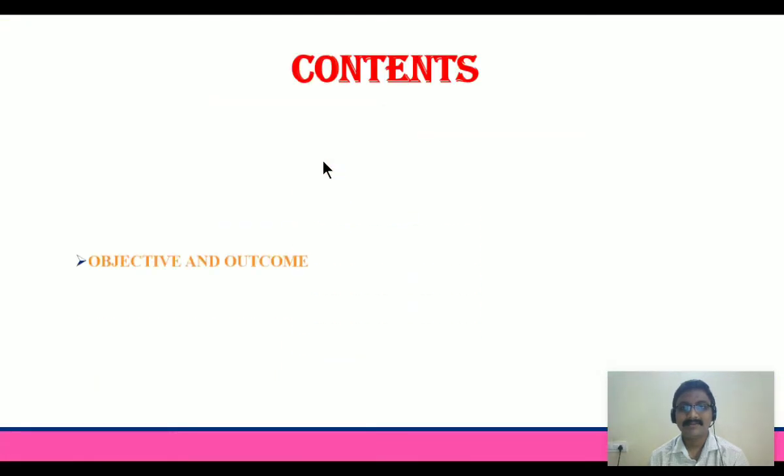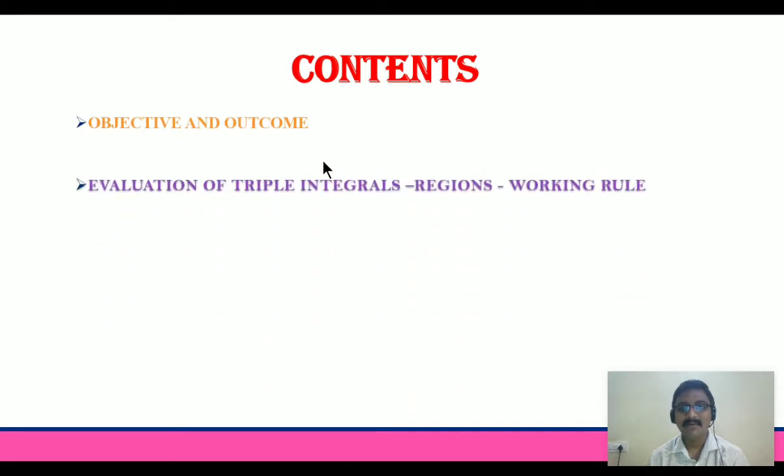Contents, objective and outcome, evaluation of triple integrals, regions, working rule and applications.